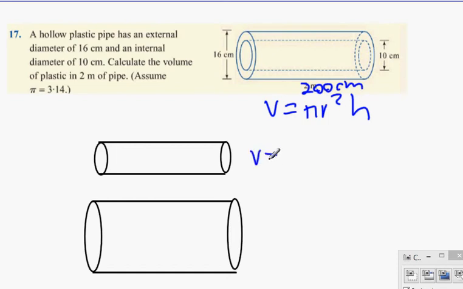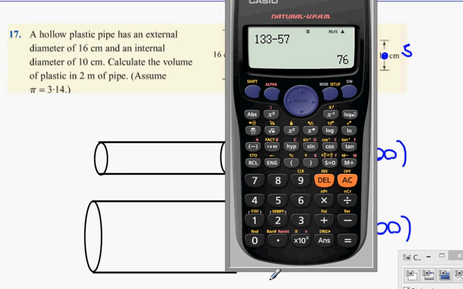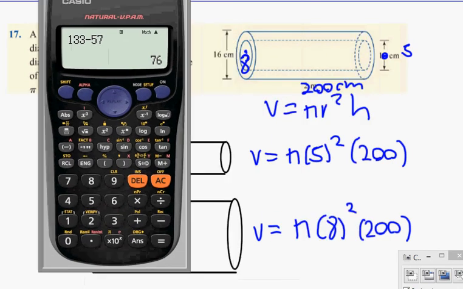So you're going to get V equals pi times the radius of the small one, which is 5 because the diameter is 10. So it's pi times 5 squared multiplied by 200. And the big one is pi times 8 squared times 200, because the radius is 8, half of 16. All you've got to do is take the big one minus the small one and you get the answer. So just go straight into the calculator, no point messing around.